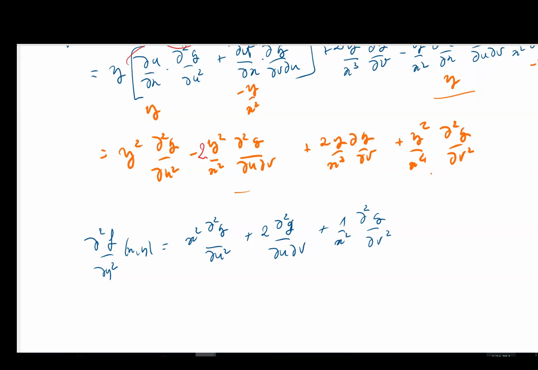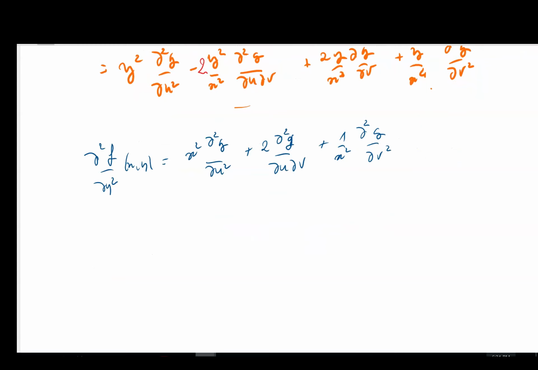So if you put everything together and substitute in the original equation, which was x² d²f over dx² minus y² d²f over dy², that should simplify, and you will obtain something like 2y over x dg over dv minus 4y² d²g du dv.